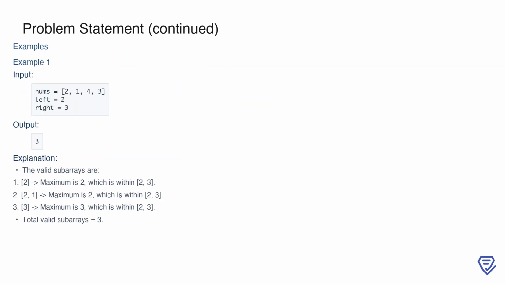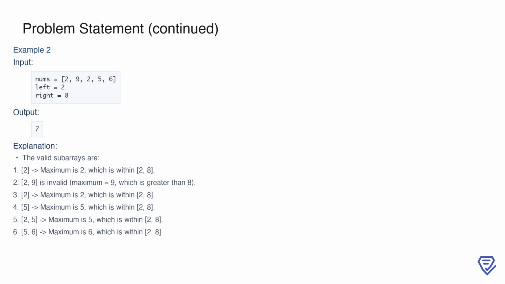To understand the problem better, let's look at an example. Suppose nums is [2, 1, 4, 3], with left equal to 2 and right equal to 3. The output here is 3 because there are 3 valid subarrays. These are [2], where the maximum is 2, [2, 1], where the maximum remains 2, and [3], where the maximum is 3. All of these maximum values lie within the range [2, 3], so they are valid. On the other hand, subarrays like [4] or [2, 1, 4] are invalid because their maximum values exceed the upper bound of 3.